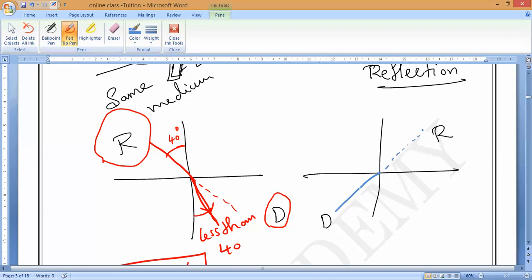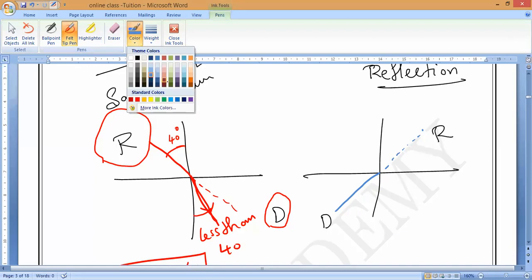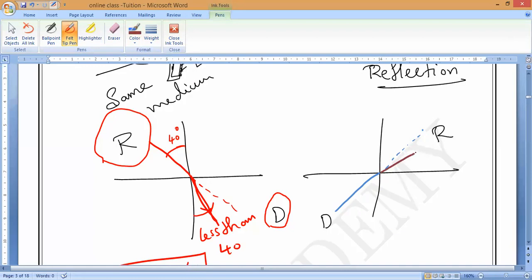Now, if the light is entering from denser to rarer, I have taught you from the bending of light with the pencil. It will move away from the normal. Dina, are you clear? This is the bending of light away from the normal. Any doubt? Now in this case, this is called the angle of incidence, and this is called what? Angle of refraction.